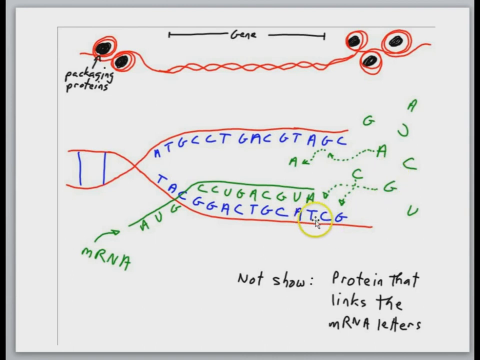Now we'll just have to remember that, but otherwise the pairing rules are similar. So when there's a T in DNA, the corresponding RNA letter that sticks is an A. When there's an A, however, it doesn't have a T, it has a U. When there's a C in DNA, the RNA will be G, and when there's a G, there's a C.